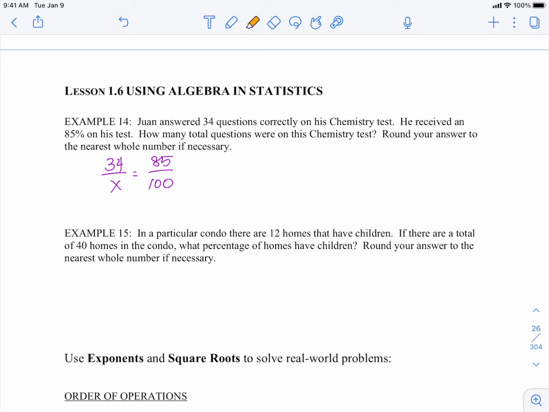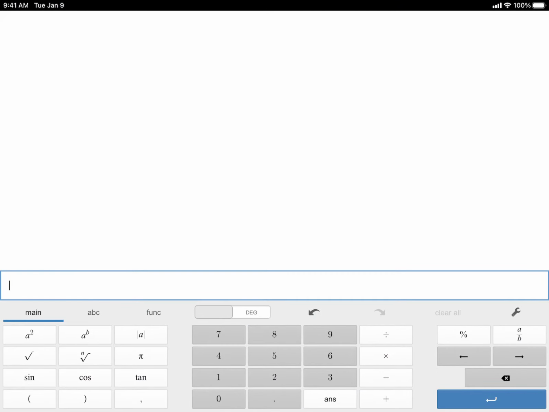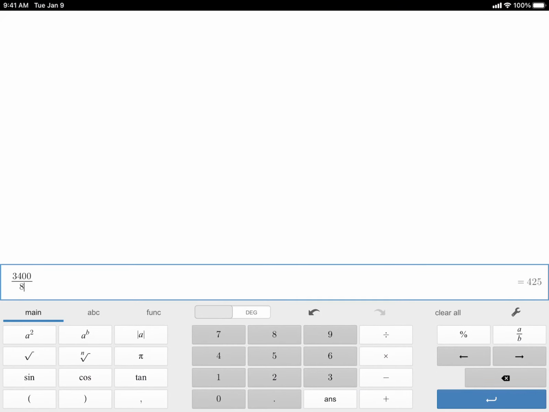So if we cross multiply, I'm going to multiply 34 times 100 and x times 85. So 34 times 100 will give me 3,400 equals 85x. Then we're going to divide both sides by 85. So 3,400 divided by 85, which you can see is 40.